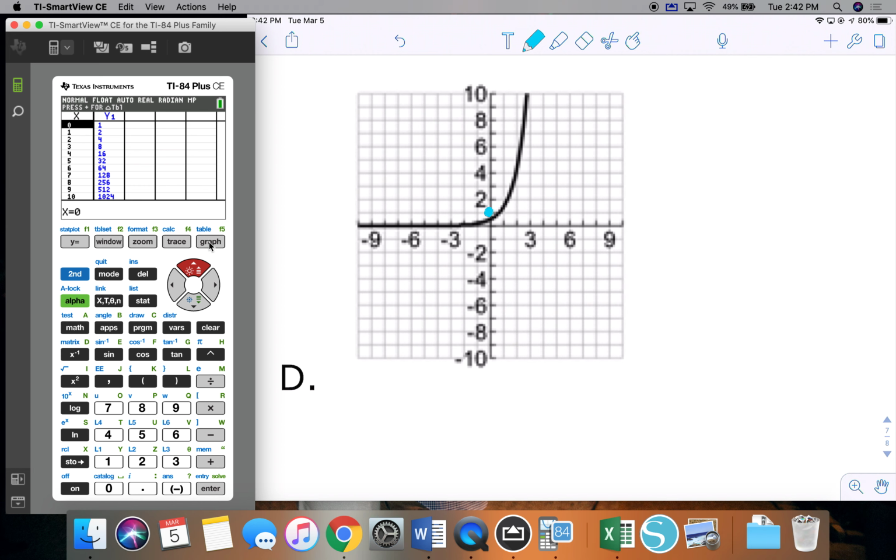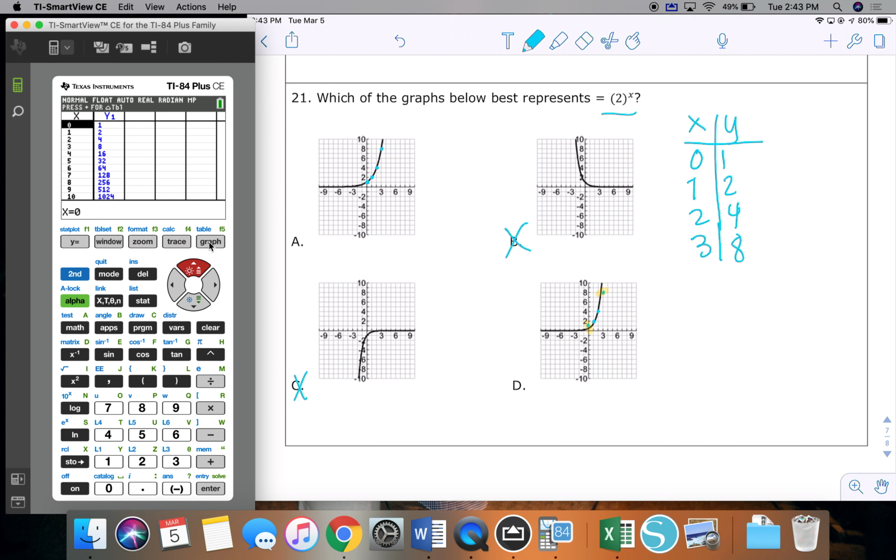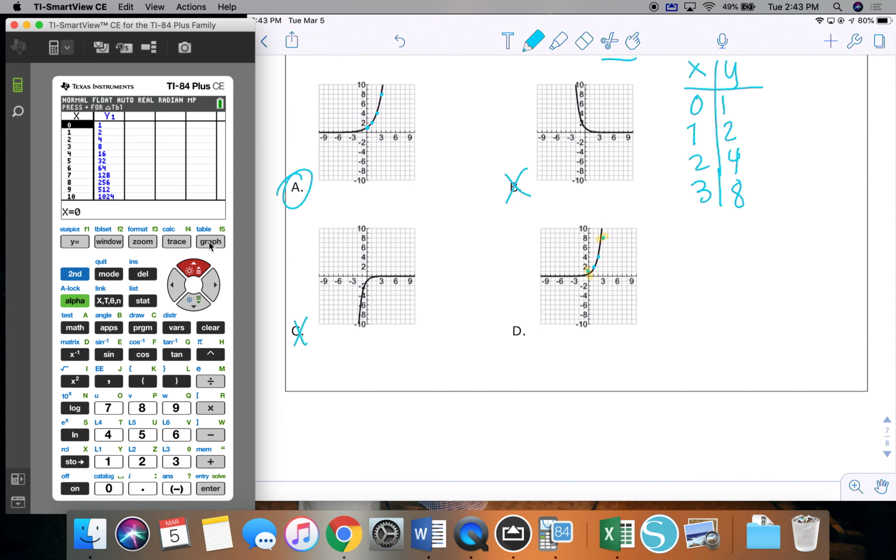If I look at D, (0, 1) looks a little off. (1, 2), (2, 4), (3, 8). So I got 2 points here and here that don't look quite right. So A is going to be my final answer on that.